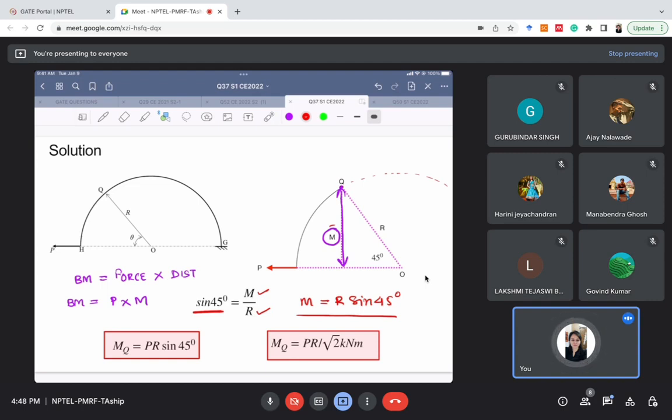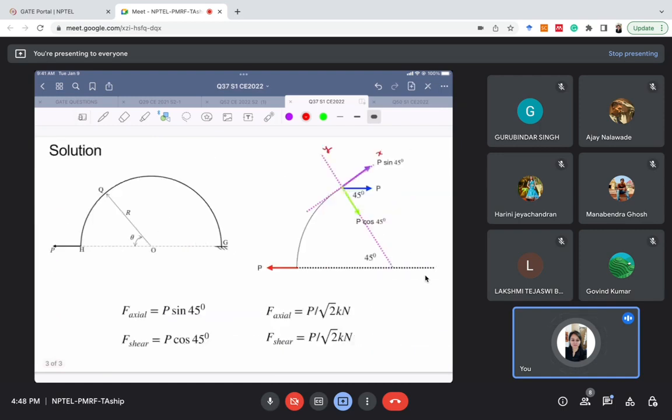What is it? Bending moment is force into the perpendicular distance. So force was P and perpendicular distance between P and Q, we have named it as M. So what is the value of M? We have calculated using trigonometry. So the value of M comes out to be R sine 45 degree. So finally we have got a value of bending moment as PR sine 45 degree, that is PR by root 2 kilonewton meter. So out of all the three values which they have asked, we have found out the value of bending moment. Now axial force and shear force.